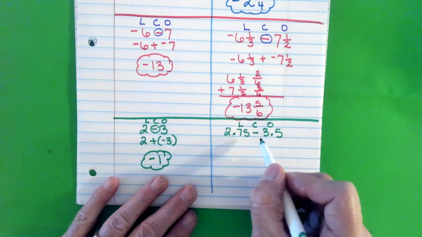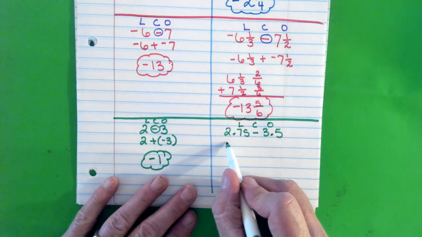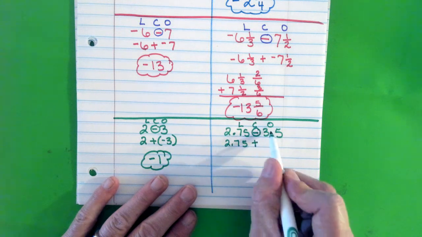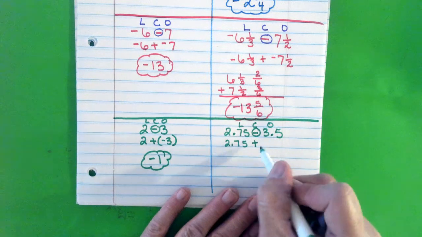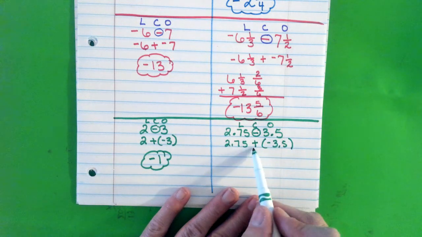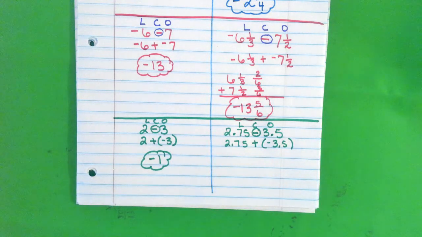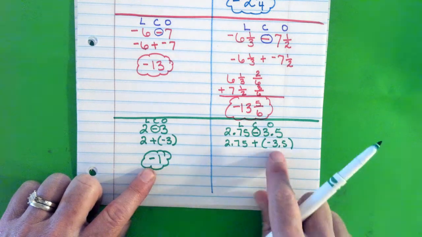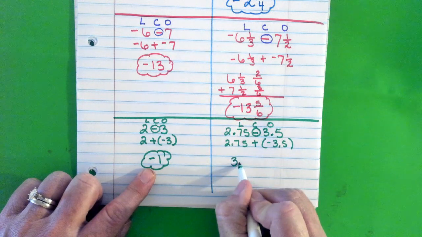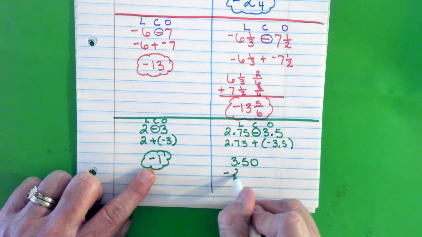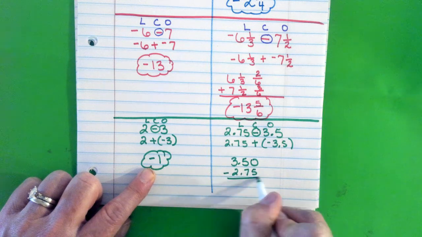LCO, even if it's a decimal. Leave the 2.75. Change this minus to a plus, and what's the opposite of 3.5? Negative 3.5. I put the parenthesis to separate the plus from the negative sign so it doesn't blend. Okay, so just like before, we subtracted the 2 and the 3 to get the 1. I'm going to take the 3.5. I'm going to add a 0 for a placeholder. Minus 2.75 and find our answer.